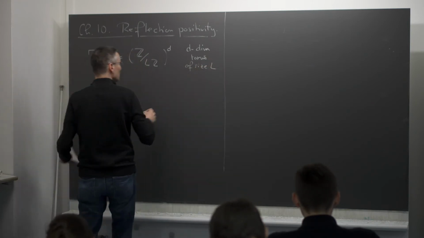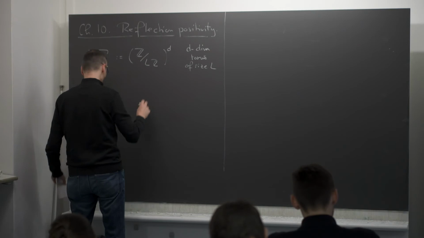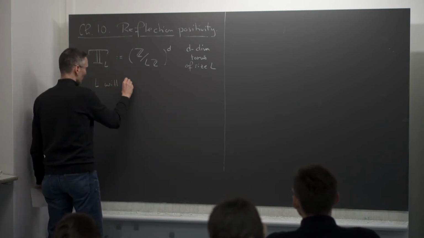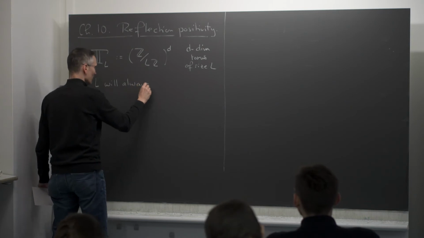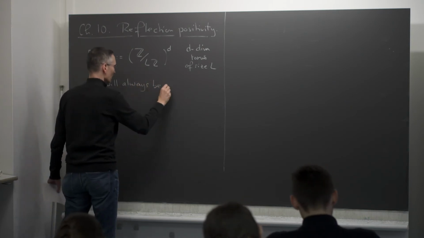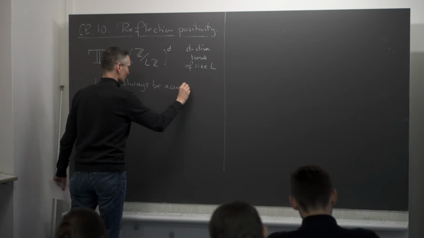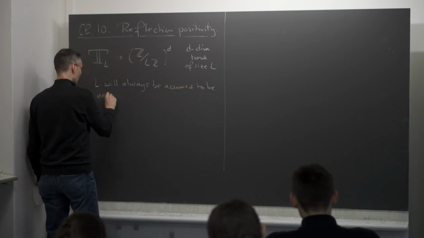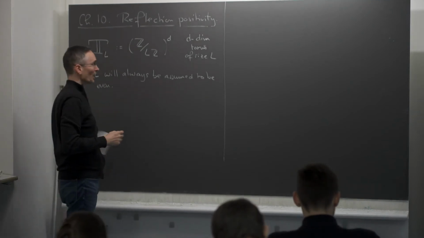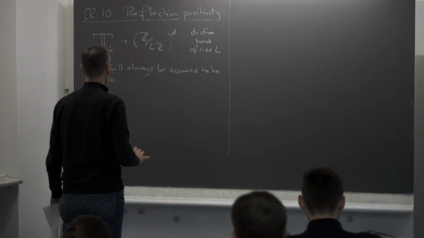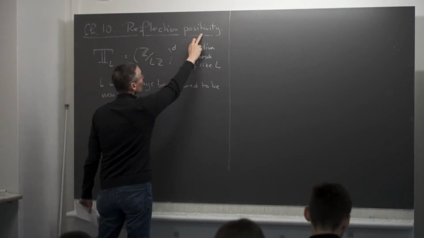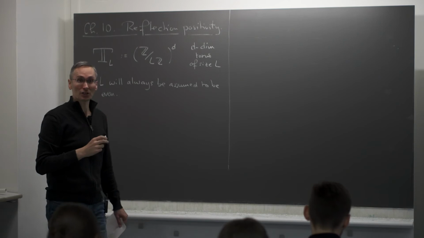Okay. And I will always assume the size L to be even. This also will be clear in a second. Why? So L will always be assumed to be even. So I will not state it each time. It will always, in the whole chapter, L is assumed to be even. Okay. So as the title suggests, this has to do with reflections.